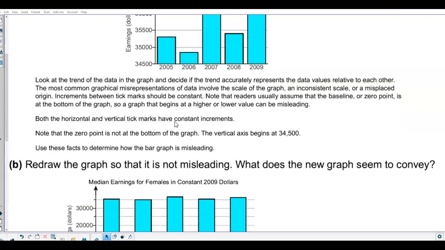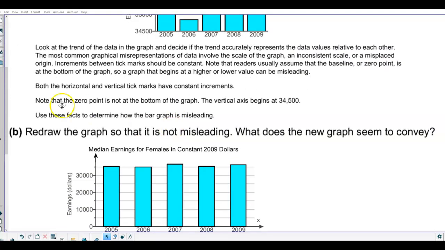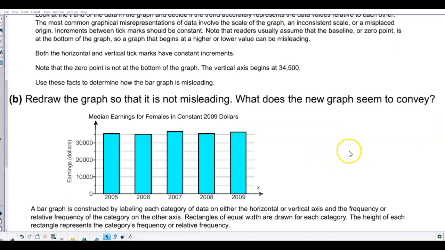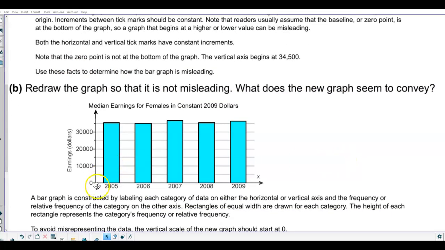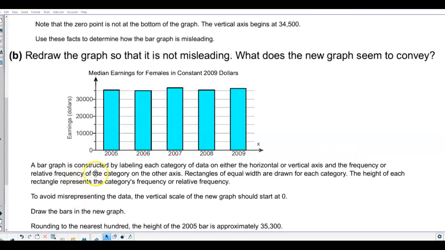Now in part B it says redraw the graph so that it is not misleading. And what does the new graph seem to convey? Well, you can see here that the bar graph is constructed by labeling each category of data on either the horizontal or vertical axis and the frequency or relative frequency of the category on the other axis. Rectangles of equal length are drawn for each category. The height of each rectangle represents the category's frequency or relative frequency.